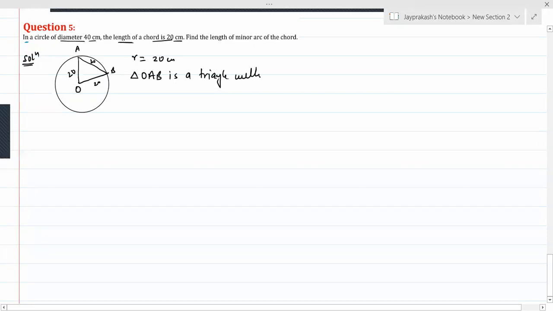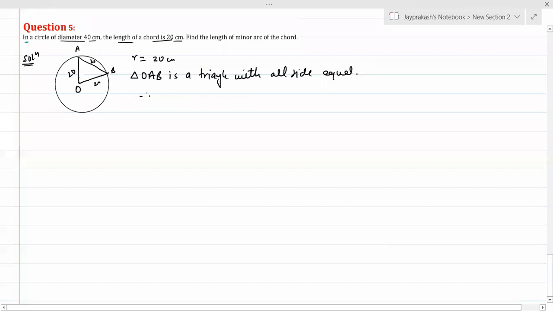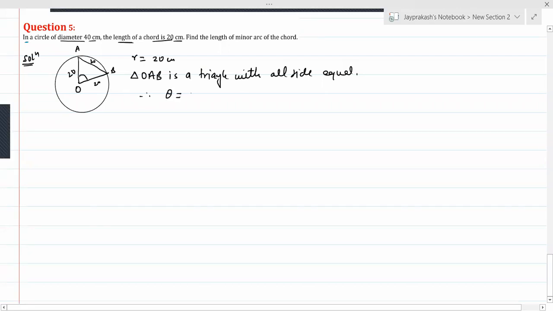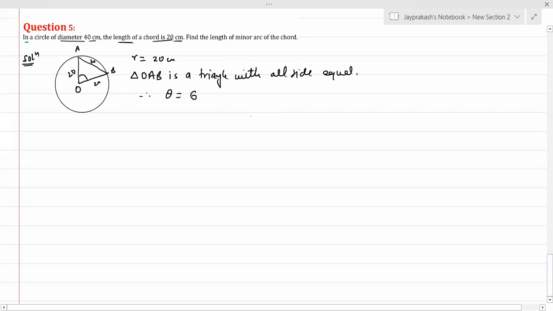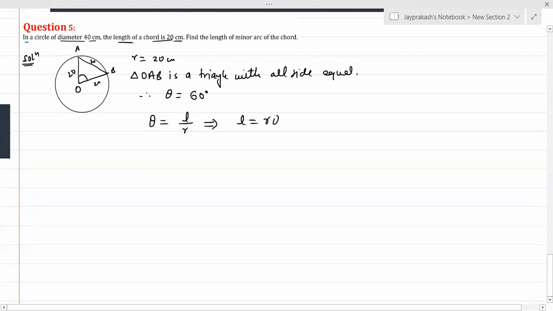with all sides equal. So therefore all angles are equal, which means it is an equilateral triangle. So we have theta is equal to 60 degree. This is the value of theta, 60 degree. Now you know the relation between theta, L and R, and here we need to find the length of the minor arc. As the relation is theta is equal to L by r, it will give you L is equal to r theta.